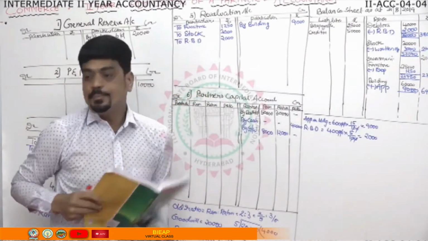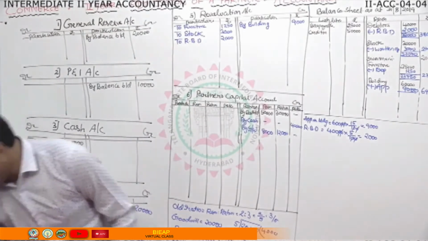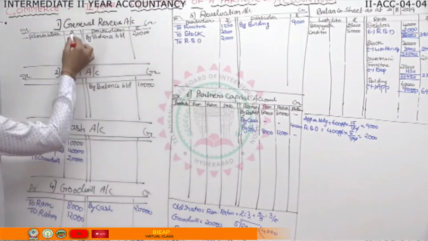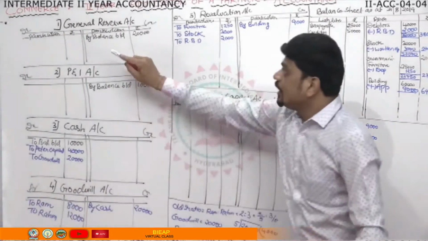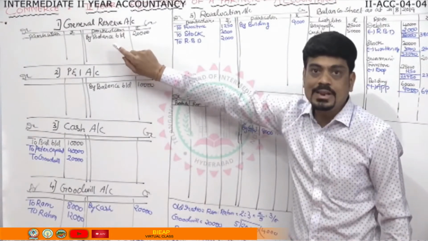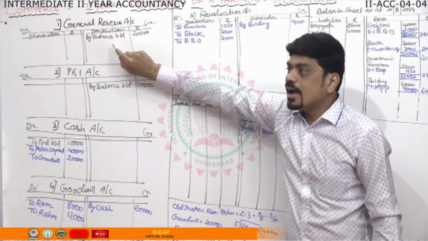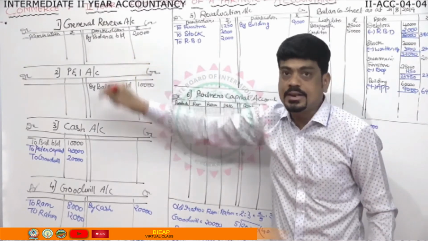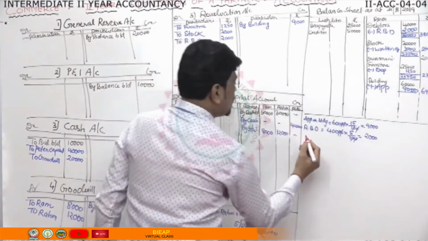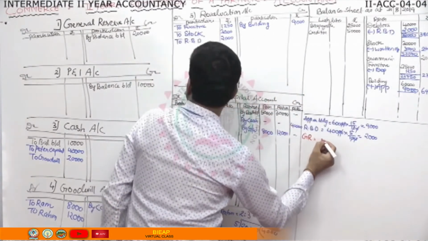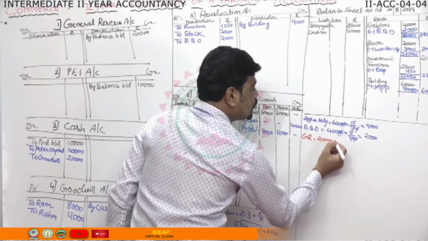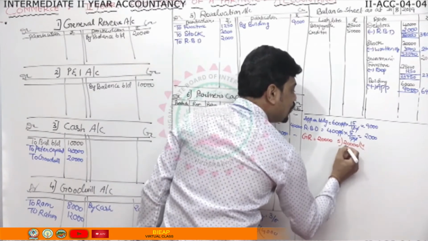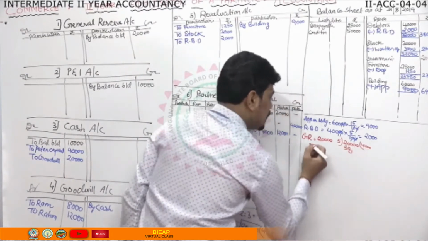So all my postings are done. Now in sequence, we'll close one account. The first account is general reserve, which is an accumulated profit. Always the accumulated profit shall be distributed among the old partners. So we'll do the distribution. Here, general reserve. How much is general reserve? 20,000. Now this 20,000, first I'll divide by 5. 5 4s are 20. So 4,000.